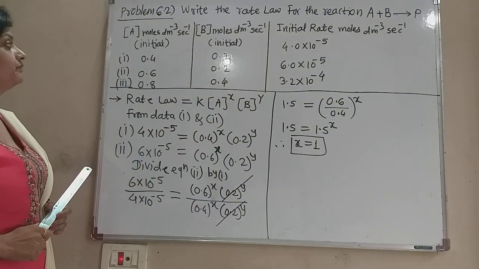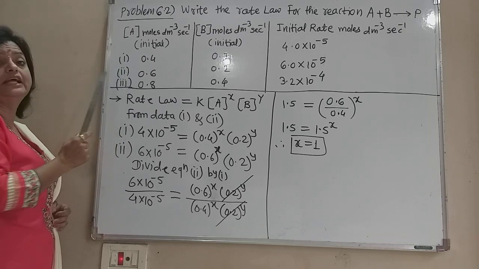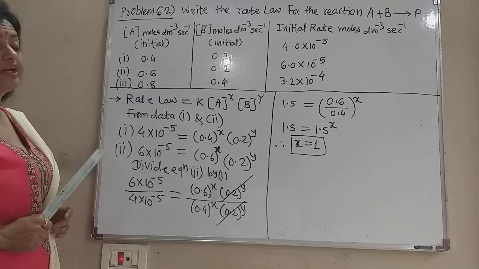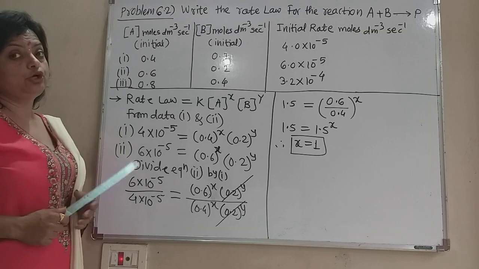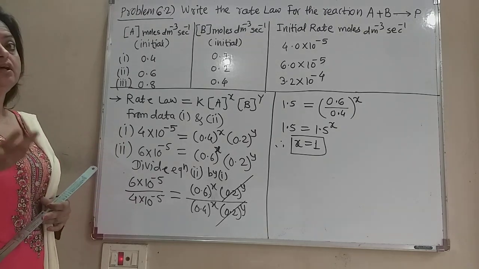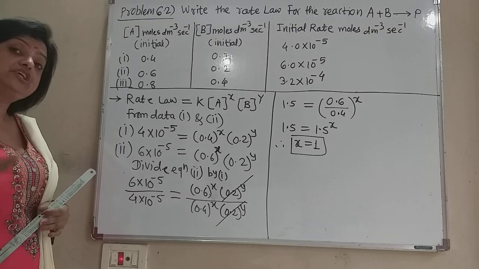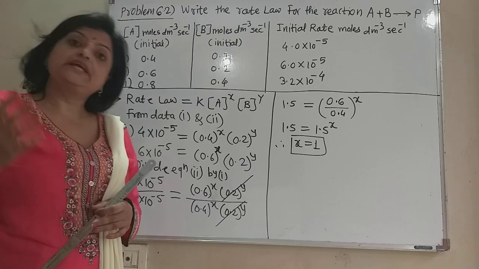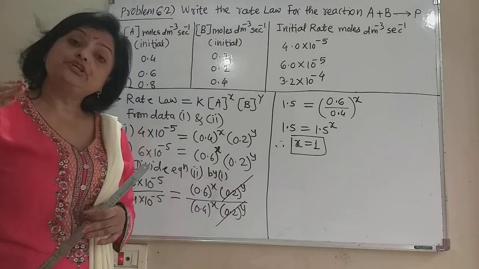All these are given. In the data, three different values of concentration of A, concentration of B and initial rate are given. Now we have to write down the rate law in the form: rate is equal to k into concentration of A raised to x into concentration of B raised to y.